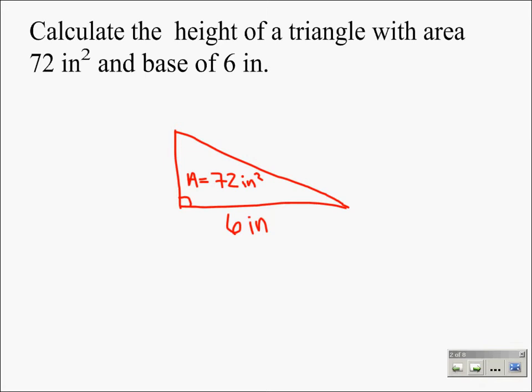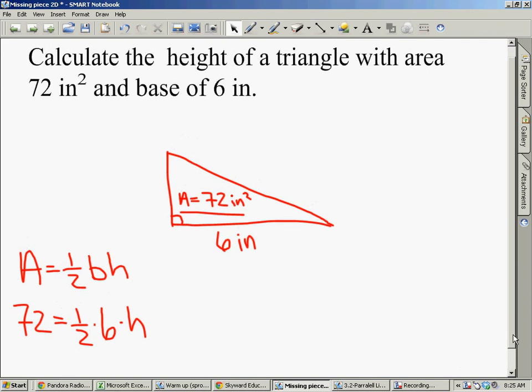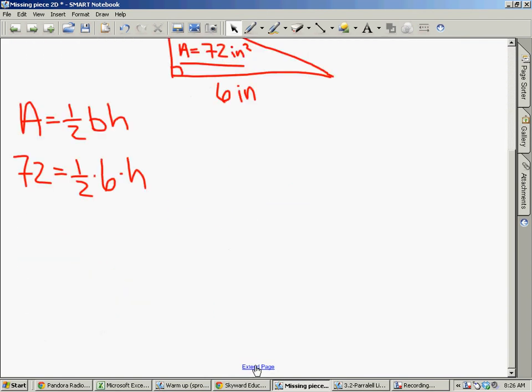So I'm going to reflect back to yesterday and our formulas we had. I know the area formula for triangle is 1/2 base times height. So I'm going to fill in the information I know. I know that the A is 72. They told me that right here. 1/2 is just a number. I can keep that there. I know that the base is 6. And the height is what I'm trying to find. That's my h. Okay. So now you're just going to do some algebra to solve for that h.